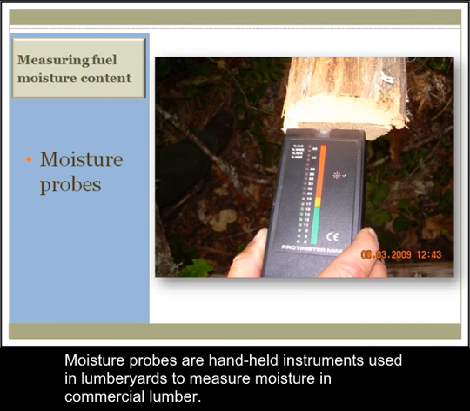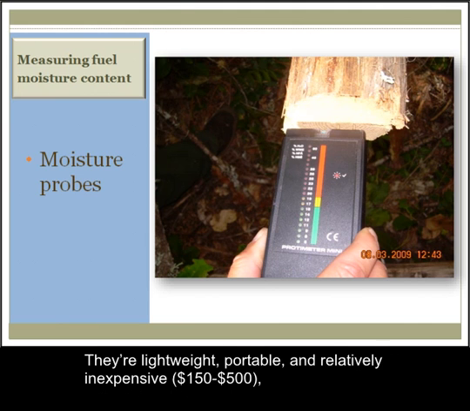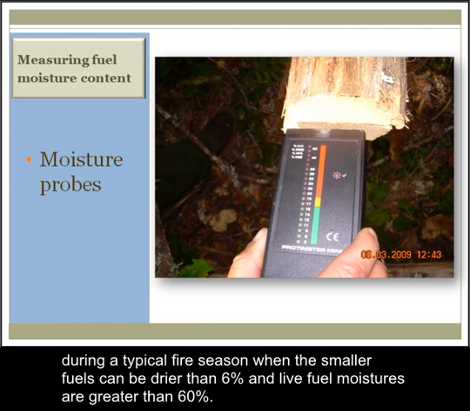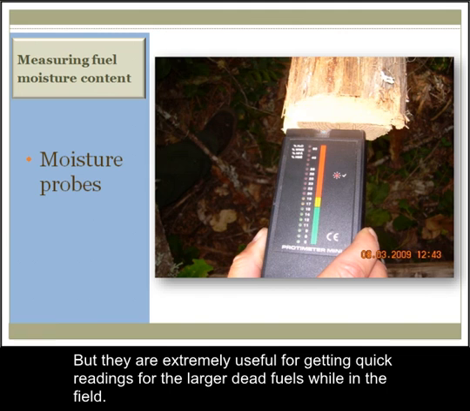Moisture probes are handheld instruments used in lumber yards to measure moisture in commercial lumber. They're lightweight, portable, and relatively inexpensive, $150 to $500, but their effective range of 6% to 60% limits their usefulness to the larger dead fuels only, 100 plus hours and up. During a typical fire season, the smaller fuels can be drier than 6% and live fuel moistures are greater than 60%, but probes are extremely useful for getting quick readings for the larger dead fuels while in the field.